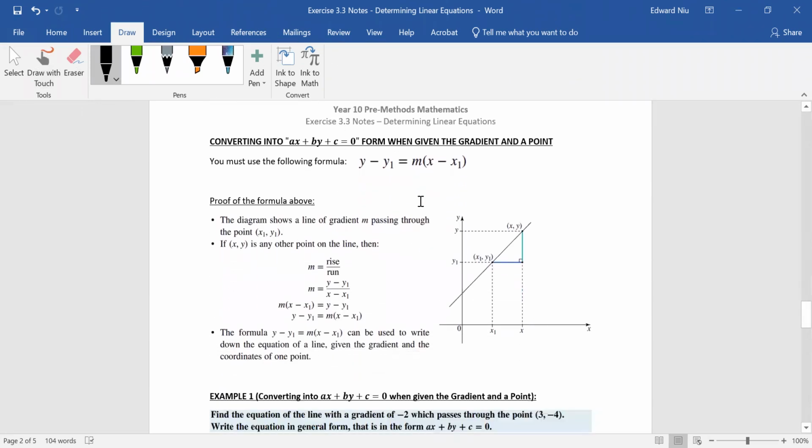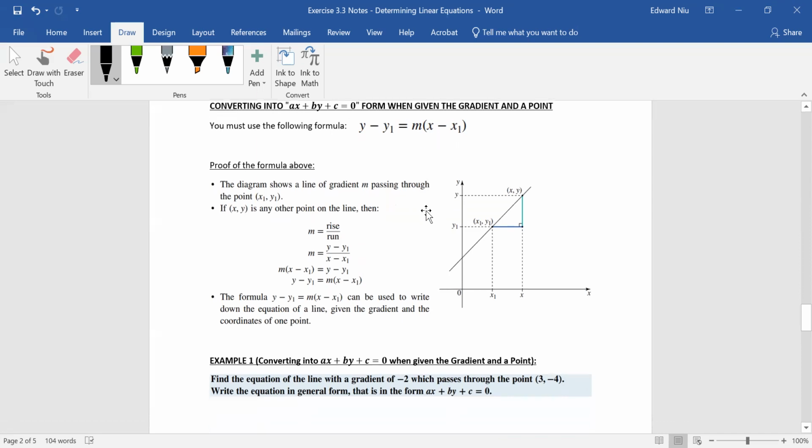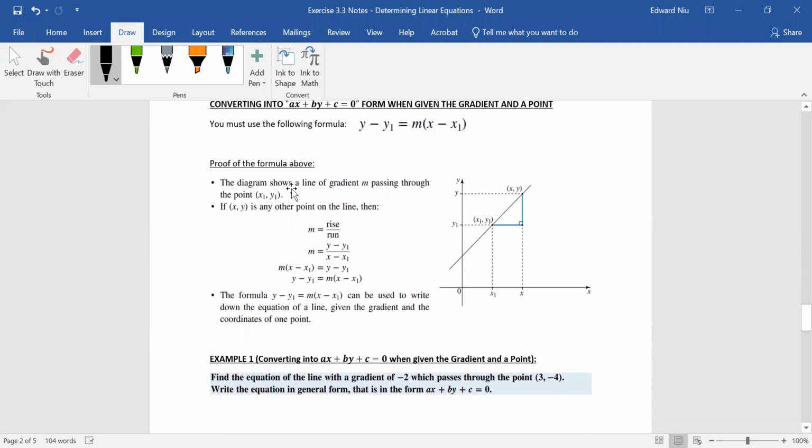Sometimes you might get a situation where they want you to convert ax plus by plus c form into gradient and point. What you must use is the formula y take y1 equals m brackets x take x1. Now the proof of the formula above: if we have a diagram which shows a line of gradient m passing through the point x1, y1, here's our nice straight line.